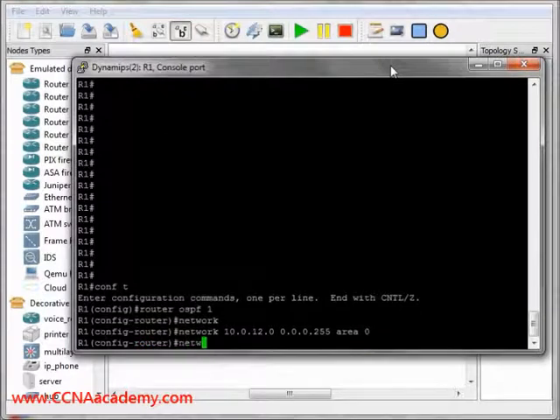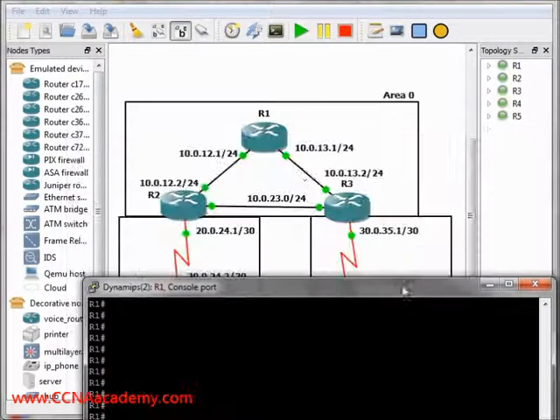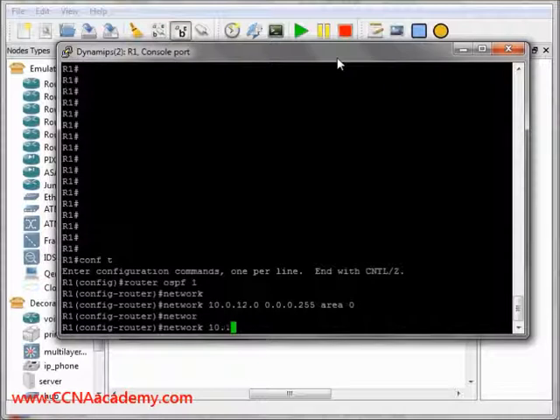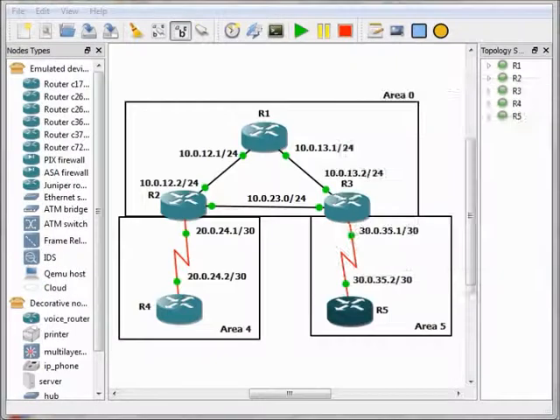then network, the other network is 10.0.13.0. The wildcard subnet mask is 0.0.0.255 and area 0. So we finished router 1.